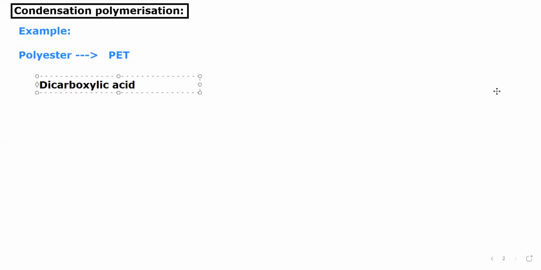And then, other than that, what will I have? I'll have diol. Diol means dialcohol. Now, how I'm going to draw it, then you will understand it better. Now, let's see. Dicarboxylic means two carboxylic. This is going to be our group.